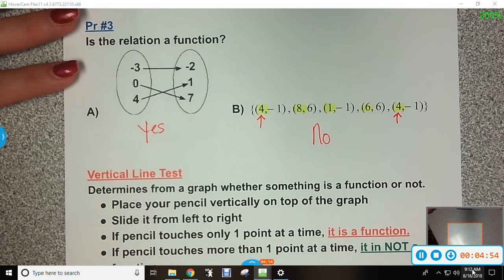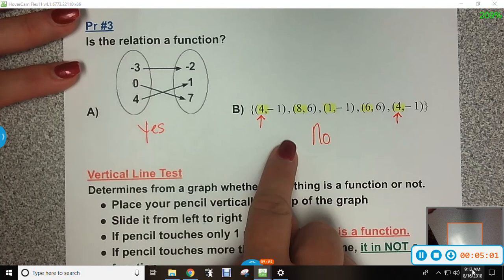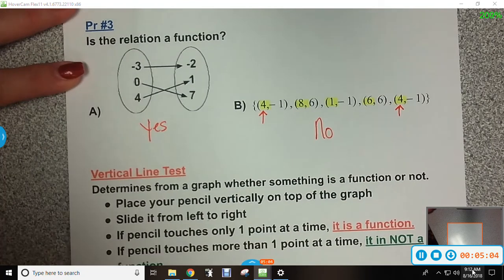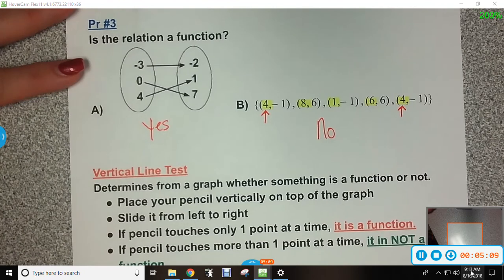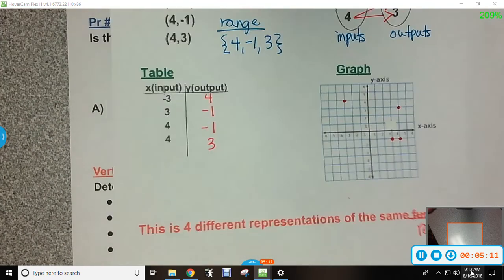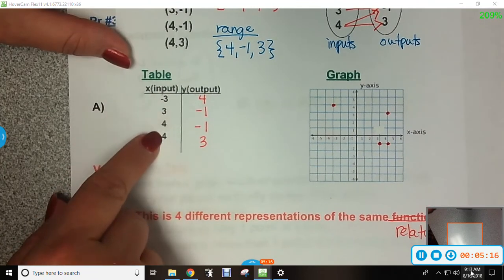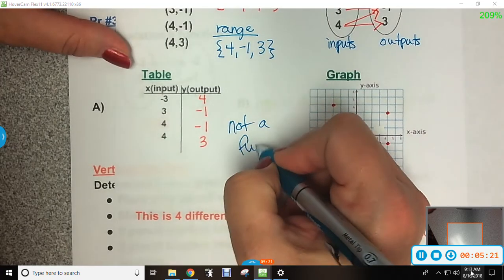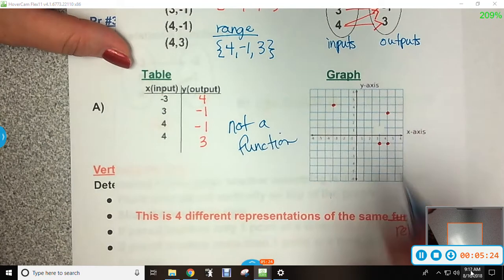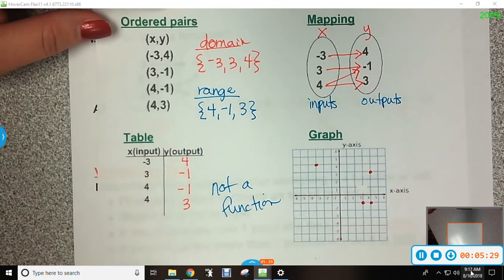So we can tell from a mapping, we can tell from a list of ordered pairs whether a relation is a function or not. We could also figure that out from a table. And I'm going to take you back to page 1 again. If you take a look here at this table, you can see right here these x values repeat. So this is not a function. Okay. You could also tell that from your ordered pairs and your mapping as well. But we've already talked about those.